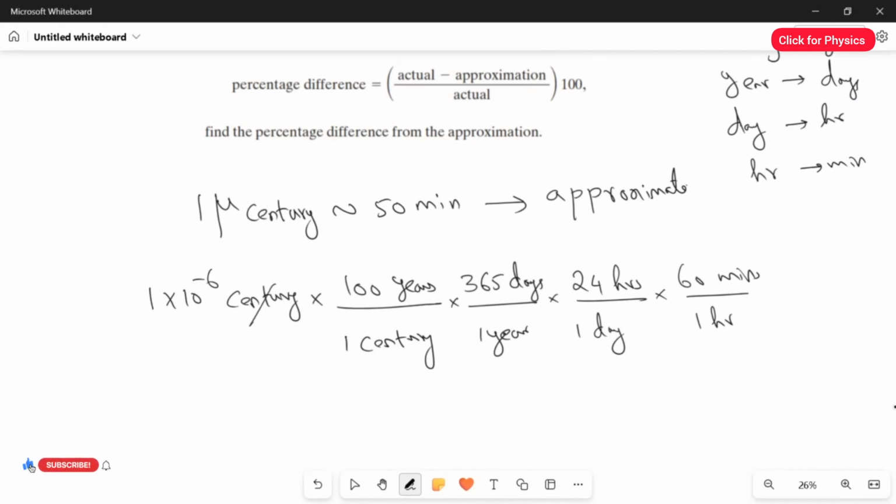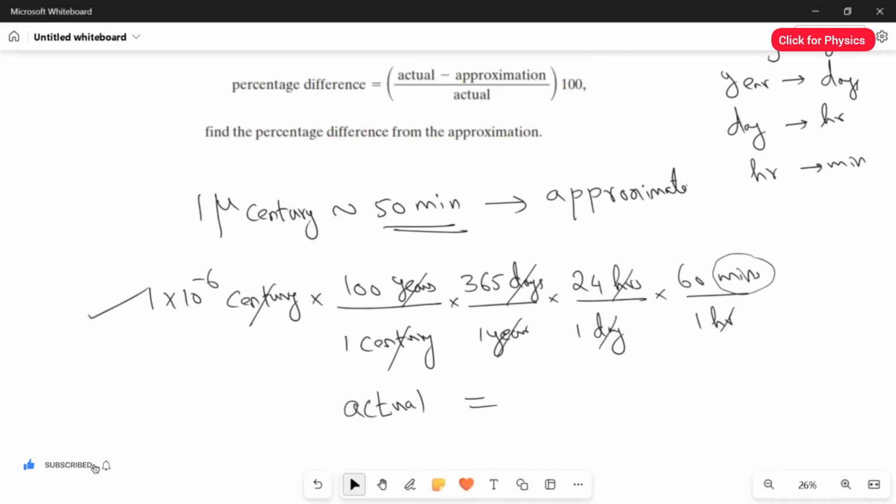Now you can see century gets cancelled with this century, years get cancelled with this year, day cancelled with this day, and hour cancelled with this hour, and finally you will get the answer in minutes. So let's see what the answer is. After you calculate this part, you will get the actual value of microcentury. So let's see what the answer is here. I have to use my calculator.